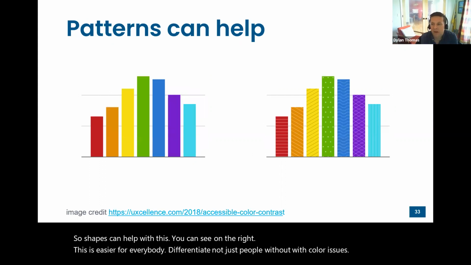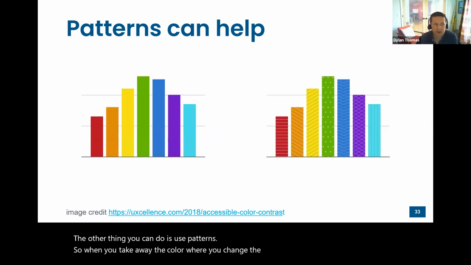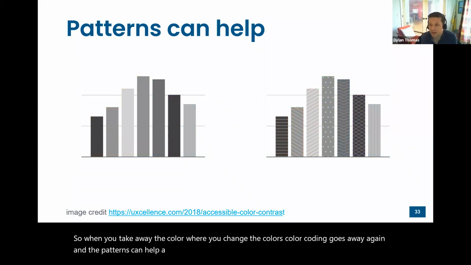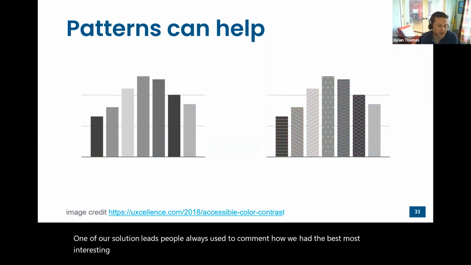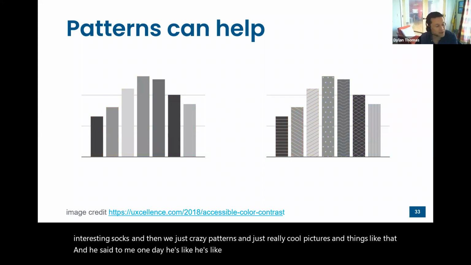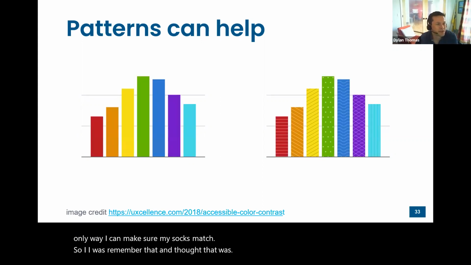The other thing you can do is use patterns. So when you take away the color or you change the colors, color coding goes away again, and patterns can help a lot. One of our solution leads, people always used to comment on how he had the best, most interesting socks. And it was these crazy patterns and just really cool pictures and things like that. And he said to me one day, he's like, Dylan, you know what? I'm colorblind, and it's the only way I can make sure my socks match. So I remember that and thought that was a good lesson.